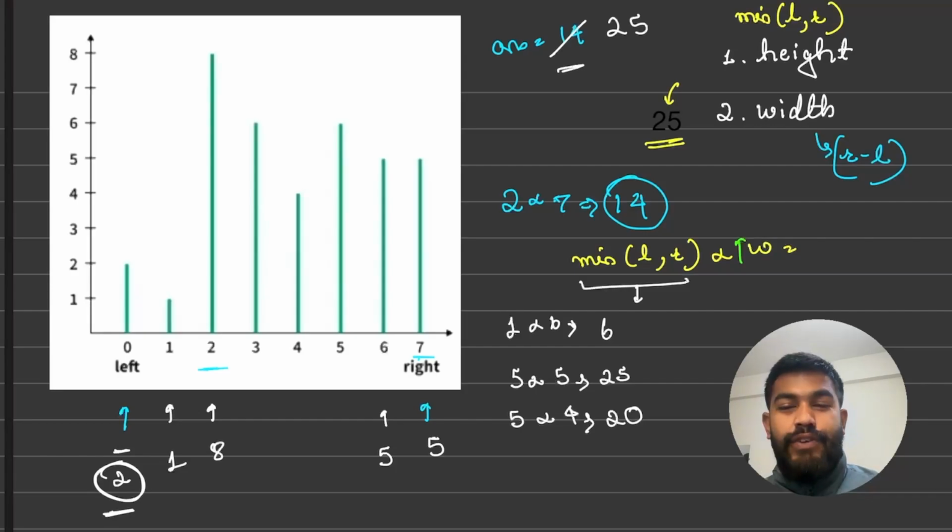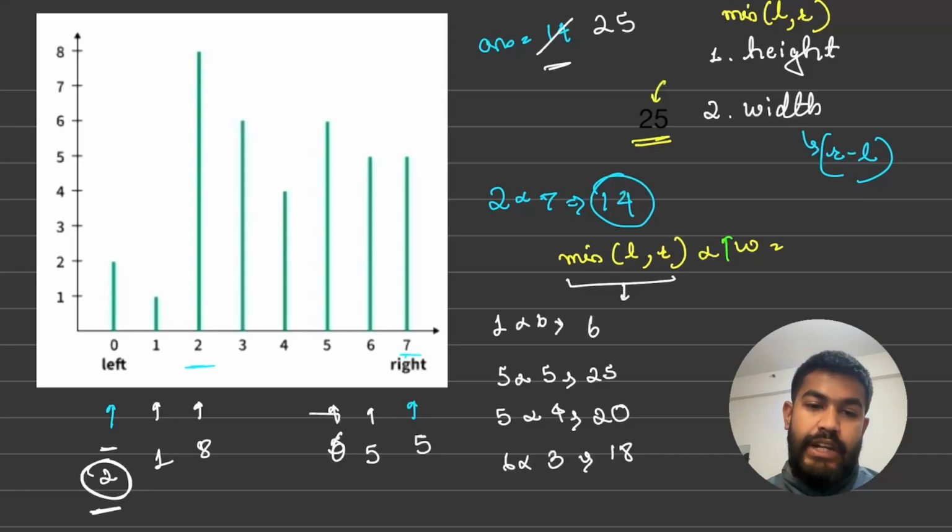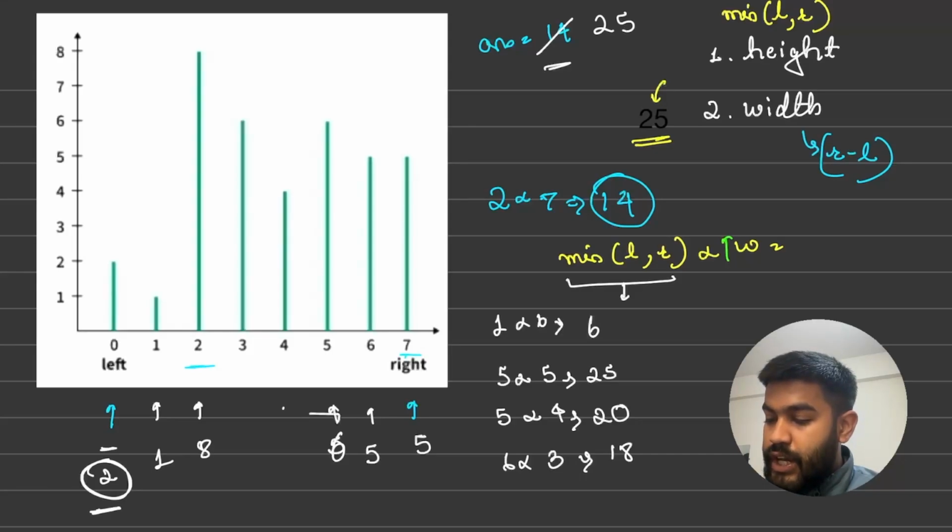Now again 8 and 5. There is no point in moving 8. So again we would move 5. Now this time it would become something like 6. So 6 multiplied by 3. 5 minus 2 is 3. We have 18. And that value is again less than 25. Again, the value that is less is how much? 6. Minimum one is 6. So we should again move forward.